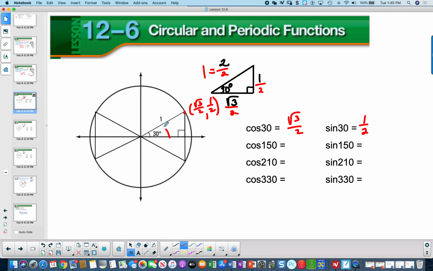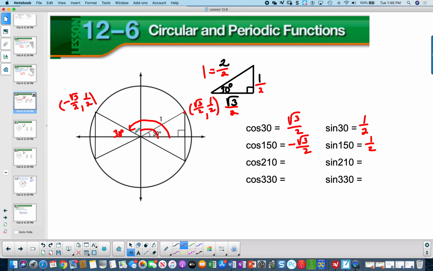Now if we make the angle 150 degrees, meaning the reference angle is 30 degrees, then the x-coordinate will be the long leg, which will be -√3/2, and the height will be 1/2. Notice how these change. The x-coordinate is the only one that changes. The y-coordinate is the same. So we say the cosine of 150 is -√3/2, and the sine of 150 is 1/2.